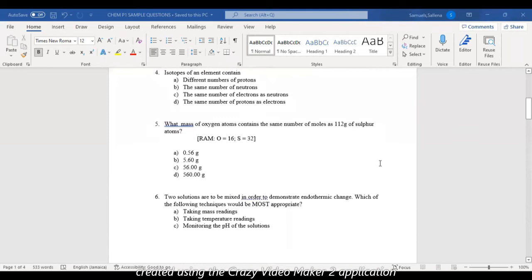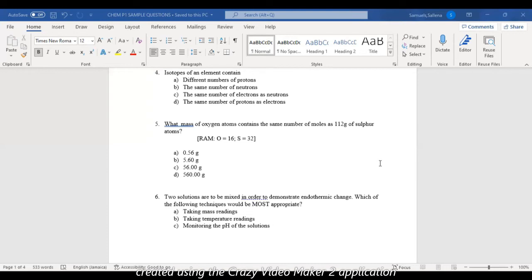What mass of oxygen atoms contain the same number of moles as 112 grams of sulfur atoms? The relative atomic mass of oxygen is 16 and the relative atomic mass of sulfur is 32. For this question, I wish I could give you a visual representation. However, I'm going to tell you how you will arrive at the answer.